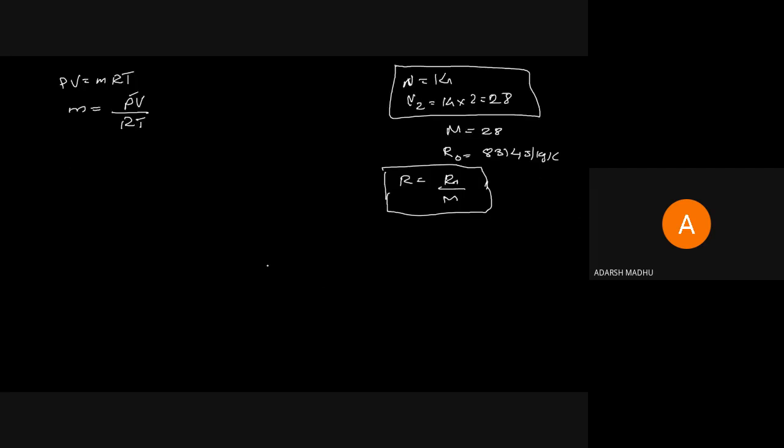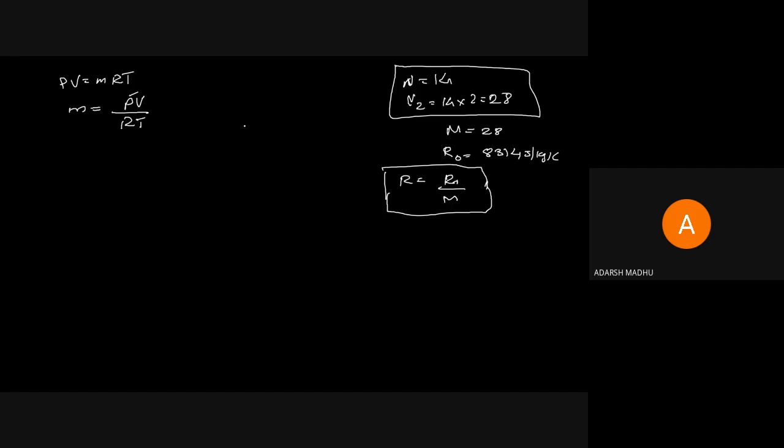R equal to R naught by M is a very important equation. If R is not given for air, the R value for air is a constant value 0.287, and R naught is a constant value. If you want to find the R value for some other component, you want to know the molecular weight and the universal gas constant, a constant value 8314. You must be careful to know the molecular weight of the particular component. Here it is nitrogen, and the molecular weight of nitrogen is 28, and R naught value 8314.